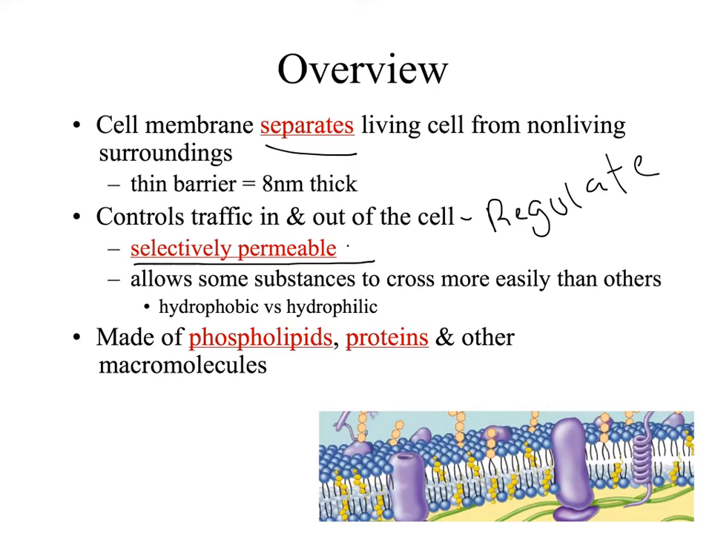So what that means is that it allows some substances in more easily than others. And we've talked about that. We've talked about how if a substance is water soluble, it has to use a protein to get through the phospholipid bilayer because the tails are hydrophobic. But if it's lipid soluble, it's able to just diffuse directly through the membrane because it's made up of phospholipids.